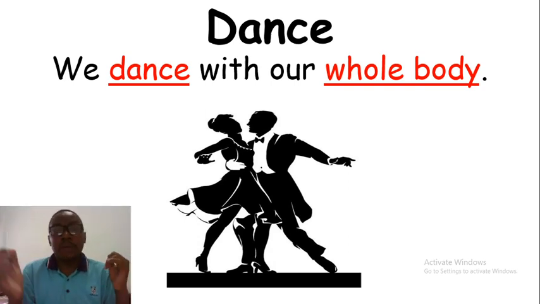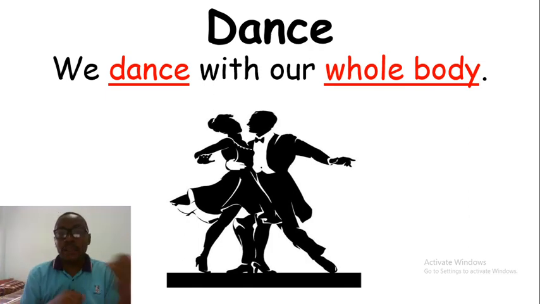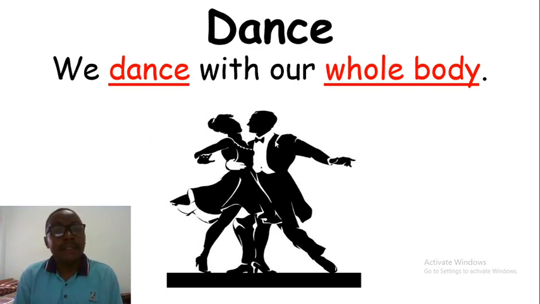I can dance with my head. I can dance with my hands. I can dance with my tummy. I can dance with my legs. For example, they are dancing. So how do you spell dance? D-A-N-C-E. Dance.